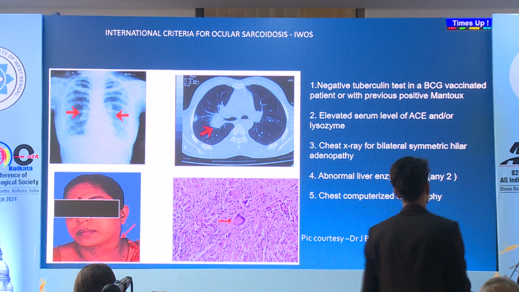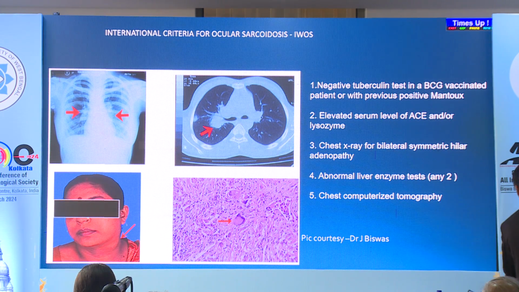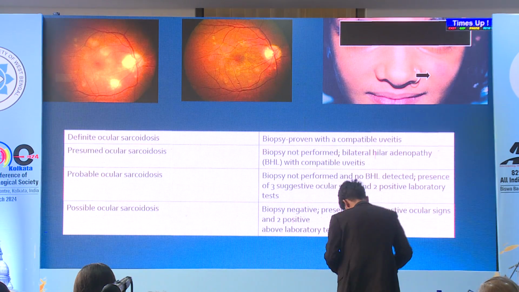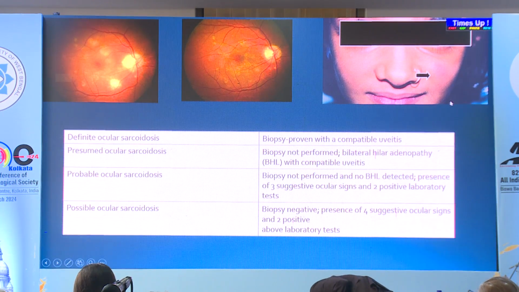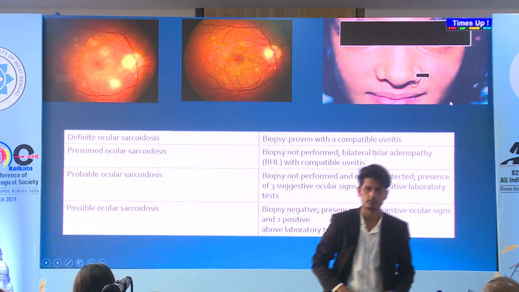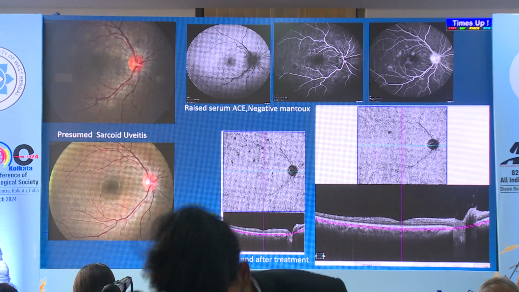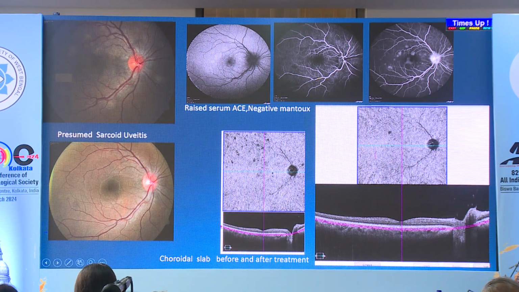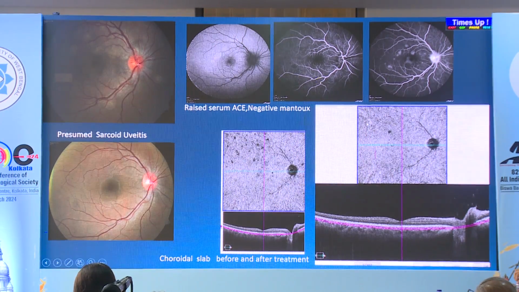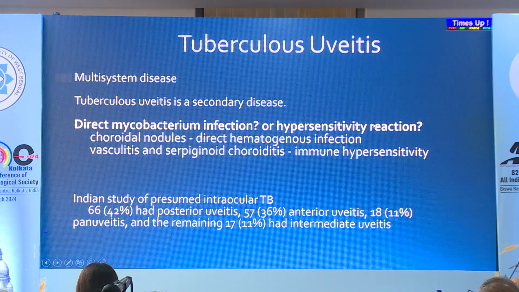But the diagnostic test in all of these is if you can demonstrate a non-caseating granuloma from a tissue biopsy, like the skin biopsy. So a biopsy proven with a compatible uveitis is needed for a definitive ocular sarcoidosis diagnosis. Sometimes OCTA can pick up these small phlovoid areas of the granuloma, which resolve well with treatment.